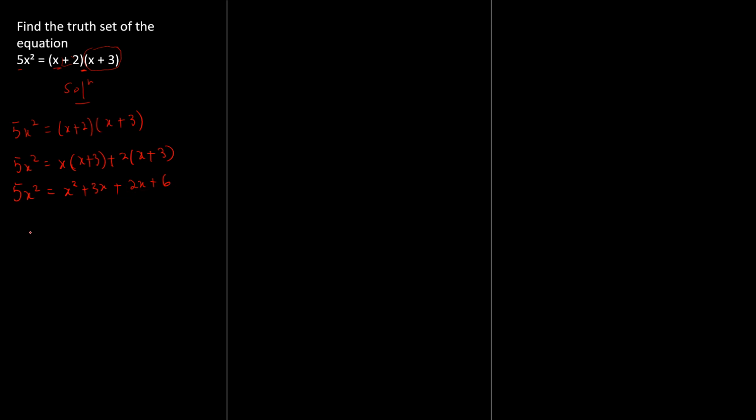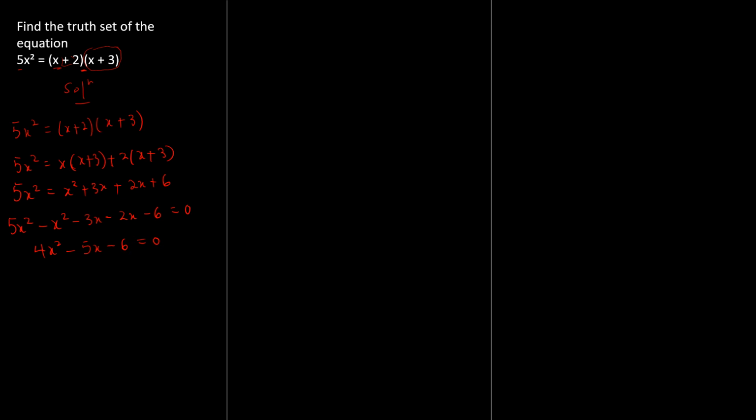From here, I think it's very simple. We just need to group like terms and then solve the problem. So we have 5x squared, and I'll bring all of these things in here: minus x squared minus 3x minus 2x minus 6 is equal to 0. Collecting like terms here, we have 4x squared minus 5x minus 6, which gives me 0. Alright, so we now have a quadratic equation, and let's solve it as quickly as possible.